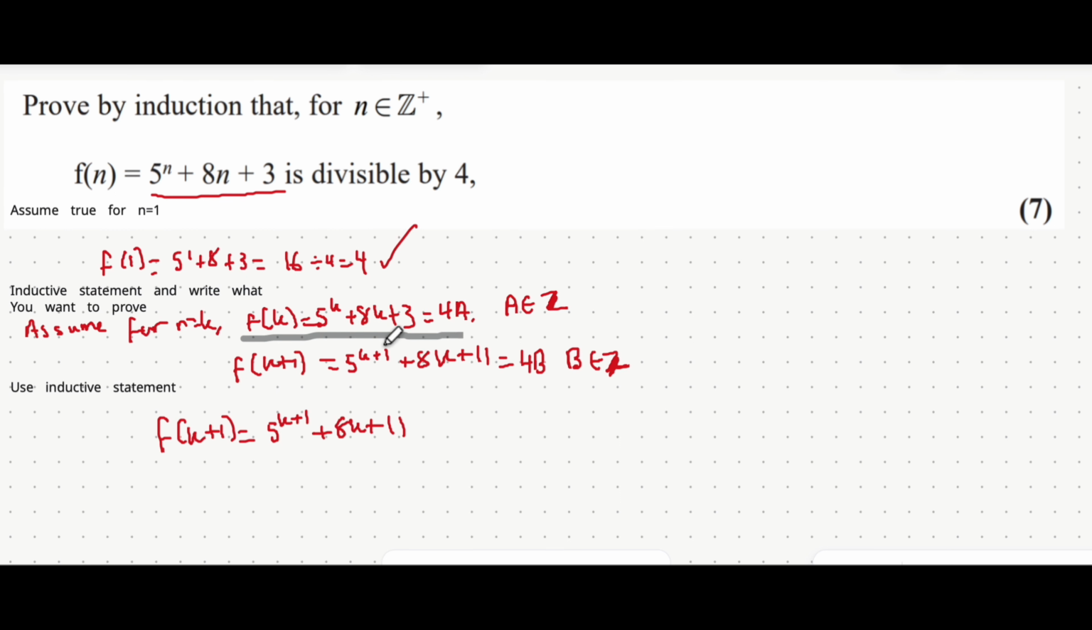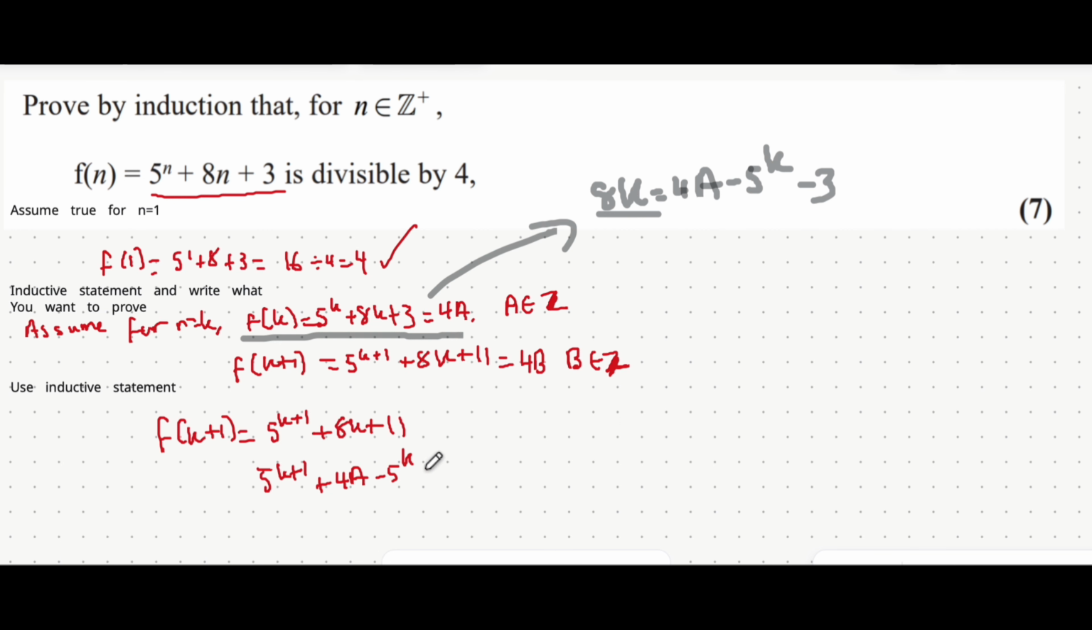Well, if we compare both statements, what we see is that there's one common term, 8k. So let's rearrange and make 8k the subject of this formula first. In this case, 8k would be 4a, take away 5 to the power of k, take away 3. What we can now do is replace 8k with what we just introduced. So let's do that. We'll have 5 to the power of k plus 1, and then plus 4a, minus 5 to the power of k, minus 3, and then all plus 11.